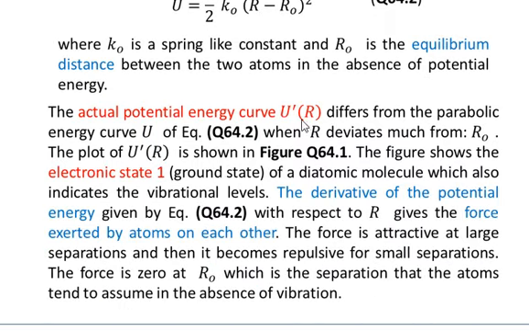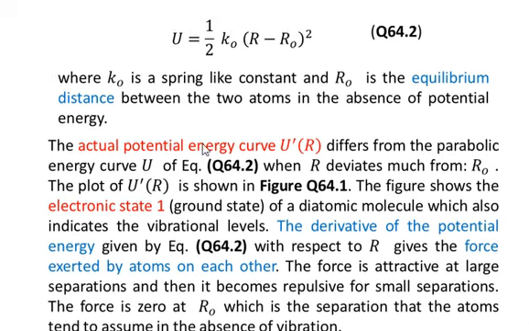The actual potential energy curve U prime of R differs from the parabolic energy curve U of equation 64.2. So if you plot the curve of U given by equation number 64.2, you will obtain a parabolic curve. But the actual curve represented by U prime of R is shown in figure 1. The figure shows the electronic state 1, that is the ground state of a diatomic molecule, which also indicates the vibrational levels.